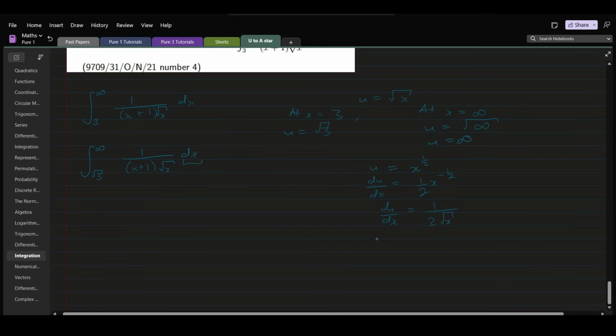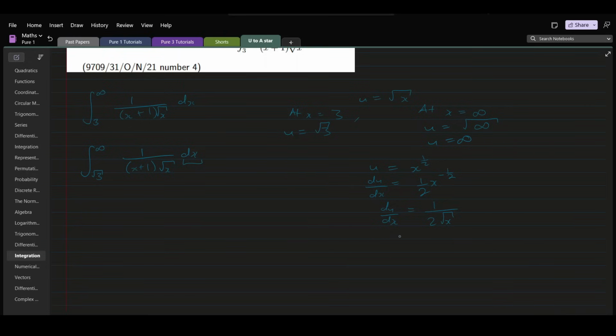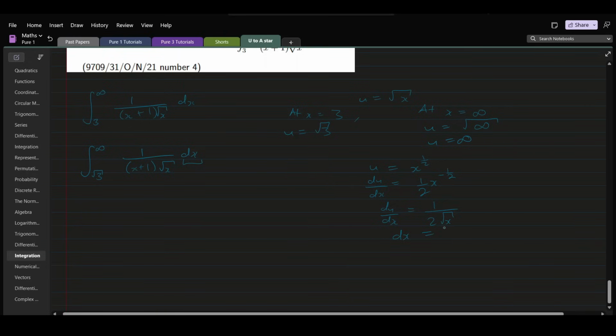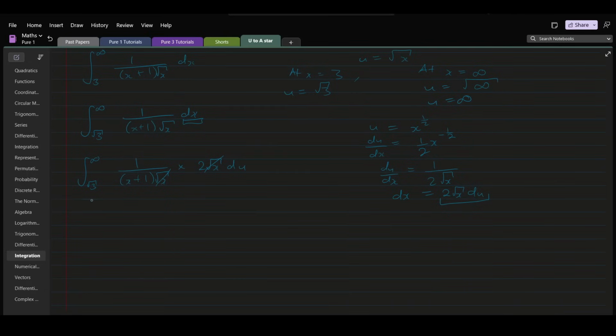And now we want to make dx the subject of the formula, so we can do that by cross multiplying, and you get dx is equal to 2 root x du. And now let's substitute dx with 2 root x du. So what we have is, our lower limit is root 3 and we have infinity, and this is 1 over x plus 1 root x, and we're substituting dx with 2 root x du. Now notice that this root x and that root x will cancel out.